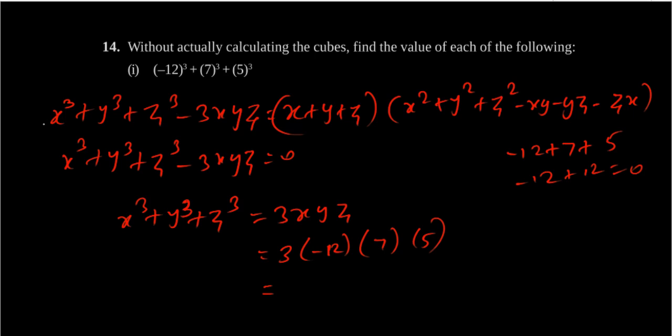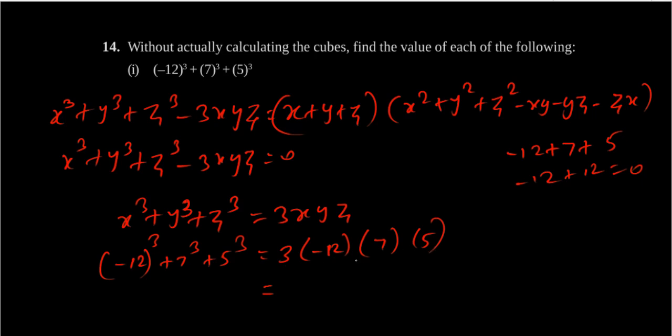And in the left hand side, we have x cube plus y cube plus z cube minus 3xyz equal to 0. This minus 3xyz if we bring to the right hand side, we will get x cube plus y cube plus z cube equal to 3xyz. We need to find out this only: minus 12 cube plus 7 cube plus 5 cube. So, in place of x, y, z, we have to substitute, that's it. So, this is exactly equal to this.